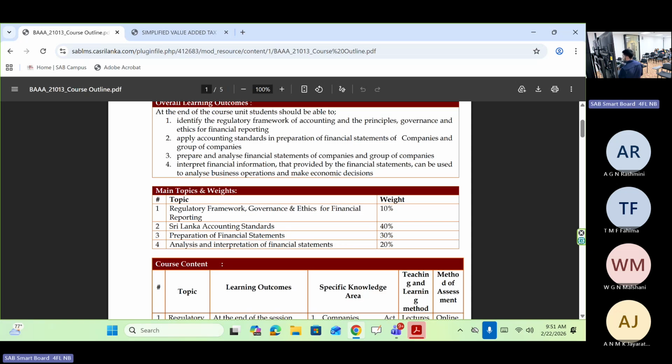That's about preparation of financial statements, including consolidation, 30%. Accounting standards, 40%. Today we are starting this second part with this standard. If you remember, we are in the second part, and we are completing this 40% day by day.